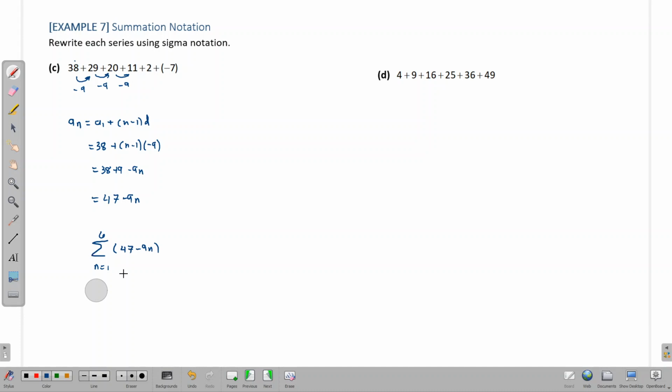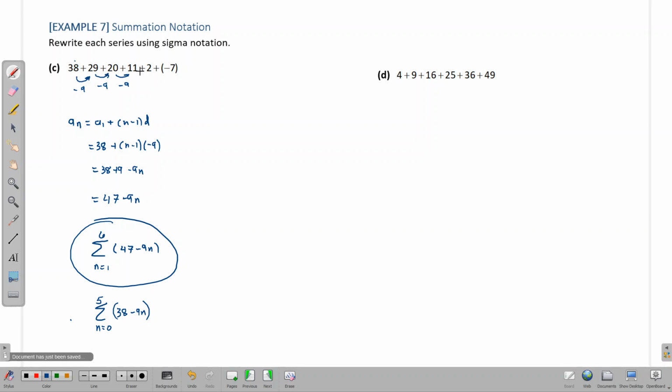If again you wanted to start from 0, we could start at n equals 0, and then I'm going to put a 38 here and subtract 9n from that. Notice if I put 0 into this, I'm still going to get 38 there, but then I'm going up to 5 instead. So equally valid, but this one's probably easier to generate.